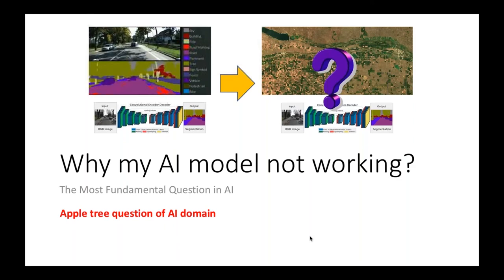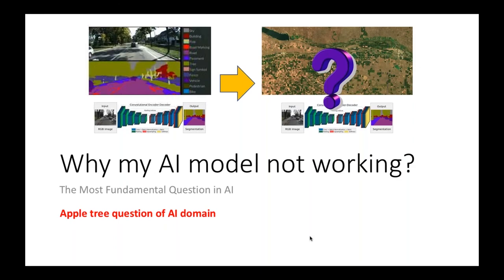So what goes wrong? We have all the same routine. We have all the same resources here. Why does the AI model not work in earth science? I consider this question as the apple tree question in the AI domain, just as the apple tree question is the foundation question of physics. So this question, we have to answer that to solve the real problem in using AI, how to use AI to improve the science.